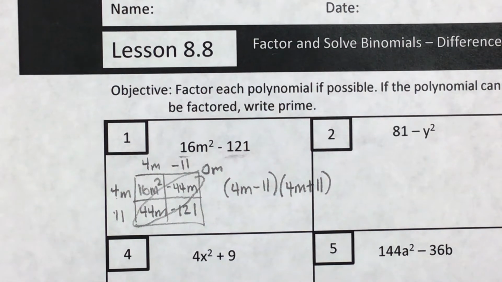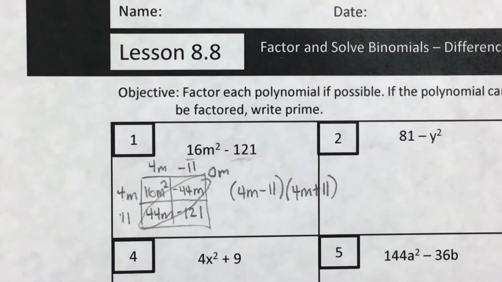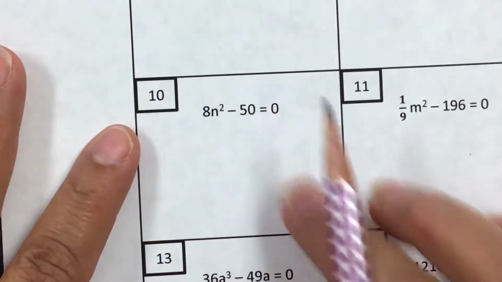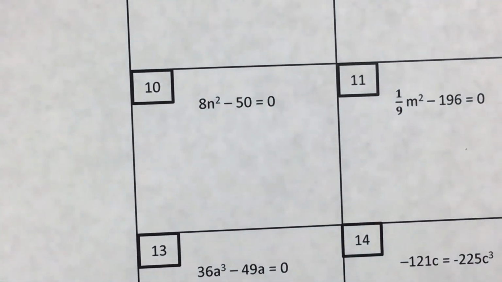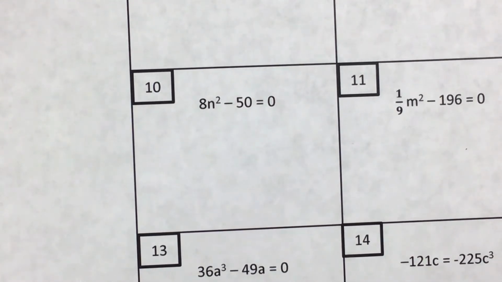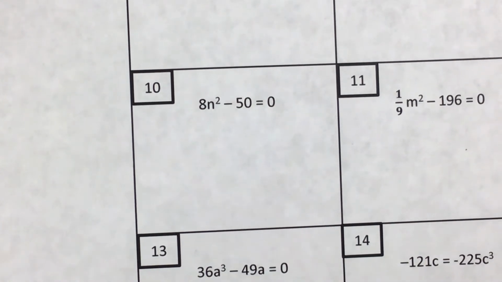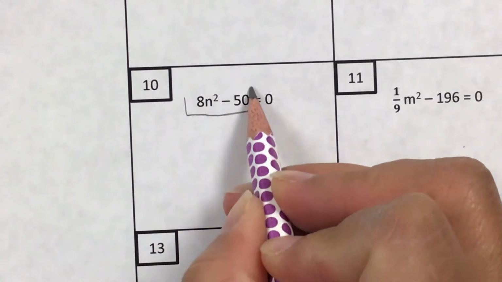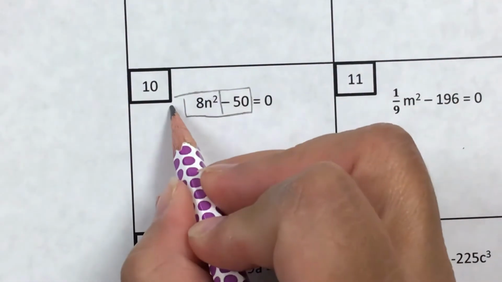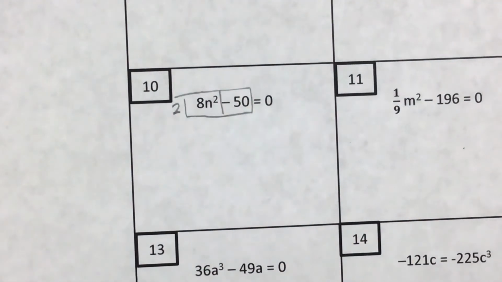But I want to go down to problem number 10. These two numbers are not numbers on our list. 8 is not a perfect square. 50 is not a perfect square. But we can factor out a 2. This doesn't happen very much in this homework, but I want you to be aware of that.